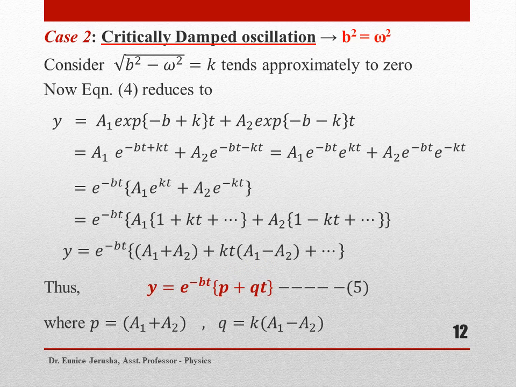Let's see what it is. We have substituted a1 plus a2 as small p and a1 minus a2 as q. Therefore, we obtain the displacement y to be equal to e power minus bt, an exponential term, and p plus qt, which is a linear term. This we represent as equation 5.